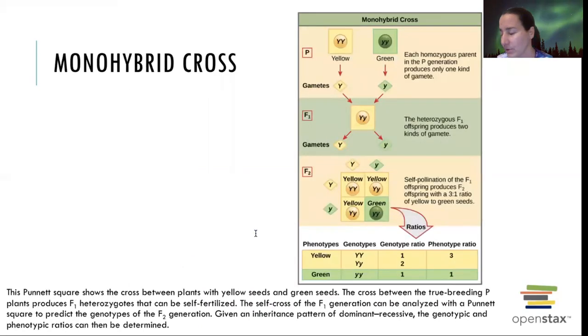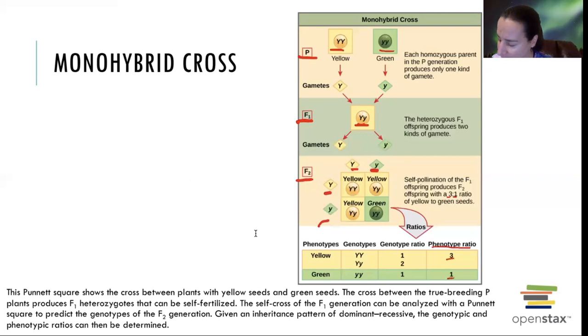Here is a monohybrid cross with our strict dominant recessives. We are going to have F1. We said, here's our parents. They're both homozygous dominant. Here's our homozygous recessive. We end up with a heterozygous F1. We're going to breed the F1s together for dominant recessive. And when we breed those F1s together, we end up with the F2 generation. And in the F2 generation, we have a 3-to-1 ratio of yellow to green. Our phenotype ratio is 3 yellows to 1 green.